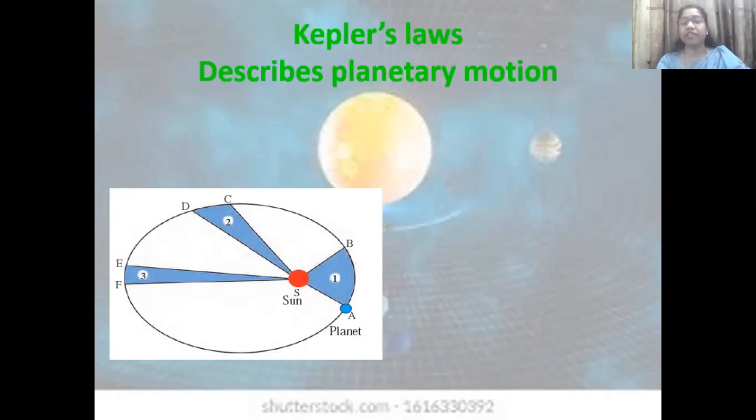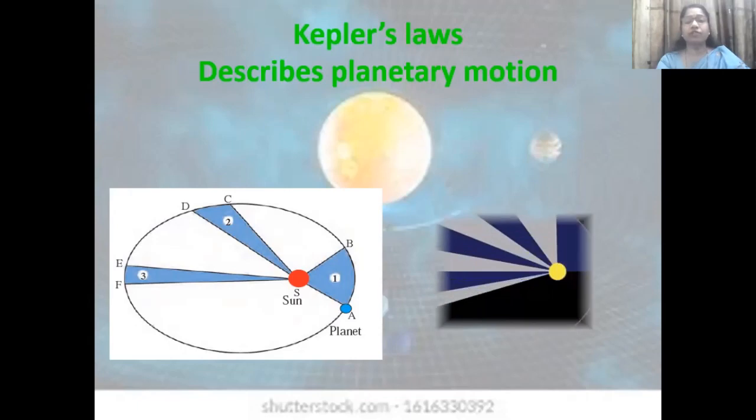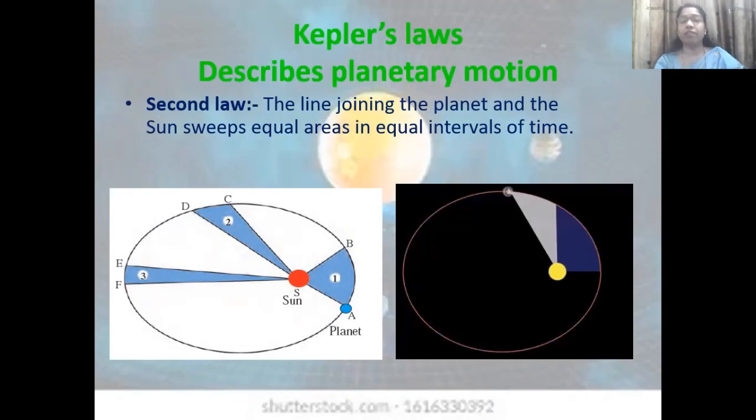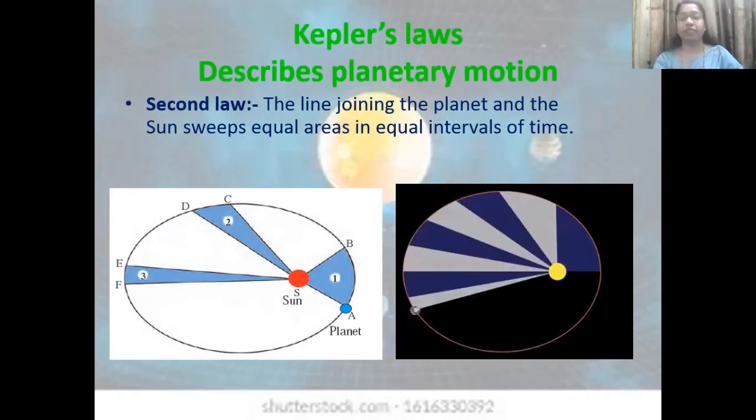The area of the section ASB is equal to section CSD, and it is equal to the shaded portion ESF. This was noticed after equal intervals of time, that equal areas have been covered, and that's the second law. The line joining the planet and the sun sweeps equal areas in equal intervals of time.